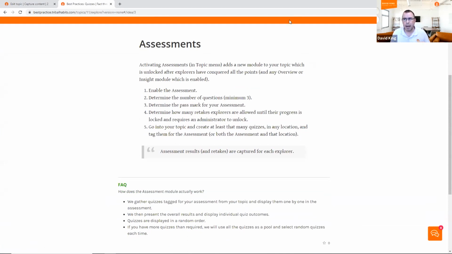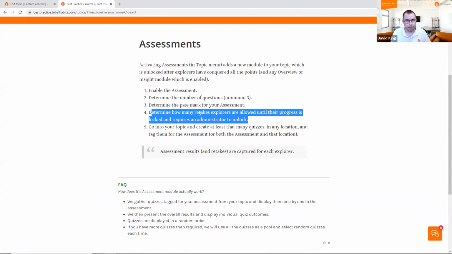So assessments tend to happen at the end of a topic where you want to have some sort of graded process. And the way it works is you enable the assessment module in your topic. And then in the settings, you say how many quizzes you want, and then what's the pass mark, and how many retakes someone is allowed.